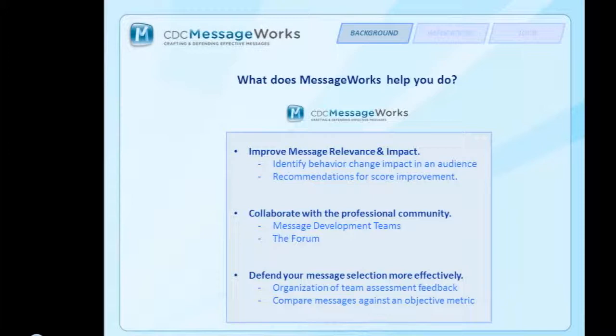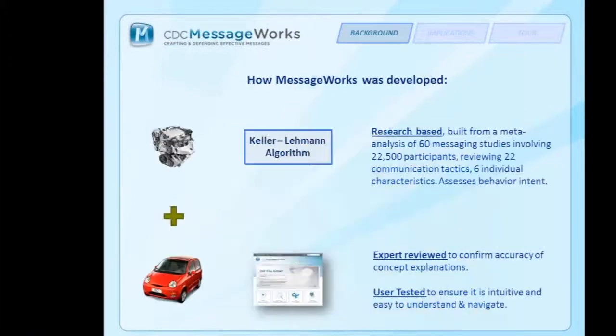And also, you're accountable. There's an objective metric, and you can justify this or justify a funding mechanism or a higher budget for saying, look, this message is going to work really well in this audience, or vice versa. For this audience, we need a separate message. We can't use the same message across audiences, and we need the budget for that. So those are just different ways of using MessageWorks. Next, please.